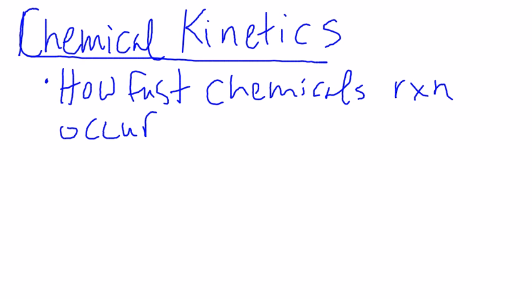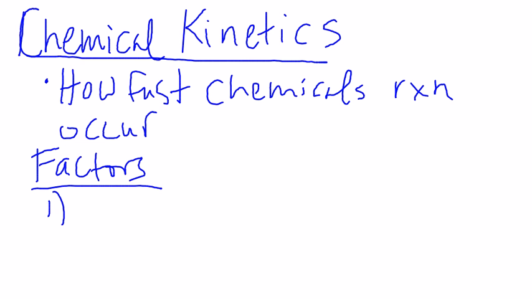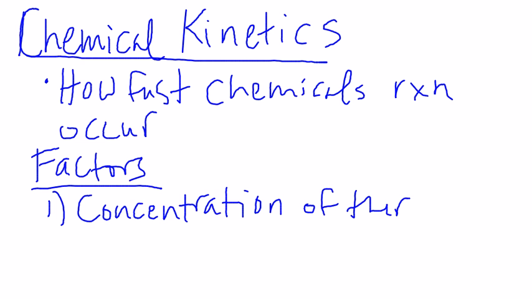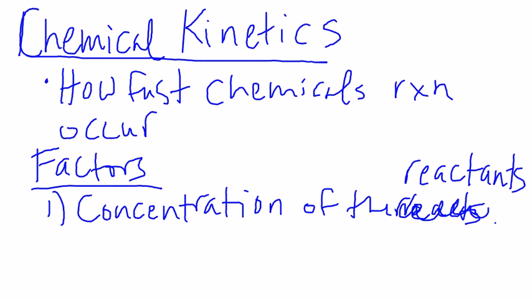What are the factors that influence chemical reactions? Well, number one, the concentration of the reactants. How much of the reactants there are actually influences how quickly they react. This is supposed to spell reactants over here. I don't know what's going on. Reactants. There you go. So the concentration of the reactants can certainly affect the speed with which a reaction can occur.